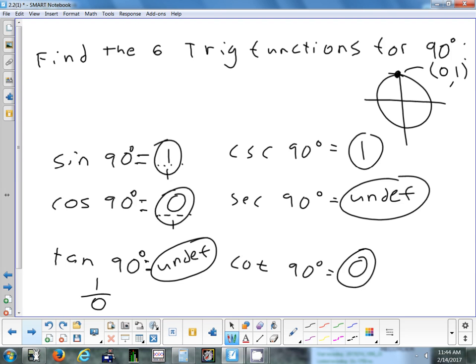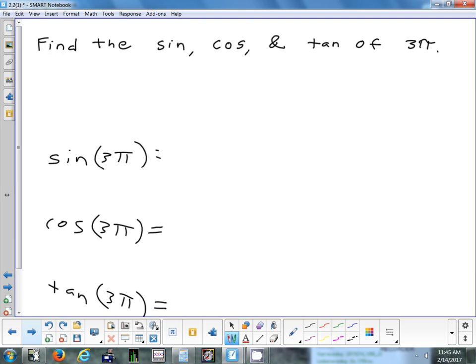Okay, so anytime you're working with a quadrantal angle, these are what your answers are going to look like. 1s, 0s, maybe some negative 1s, and undefined. You'll never get anything other than the 4 things I just said when you're working with a quadrantal angle. Okay. Any questions on that? All right. This time, the directions say only find the sine, the cosine, and the tangent. You don't need to do all 6.